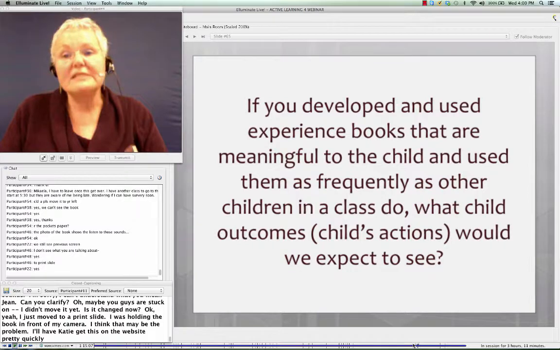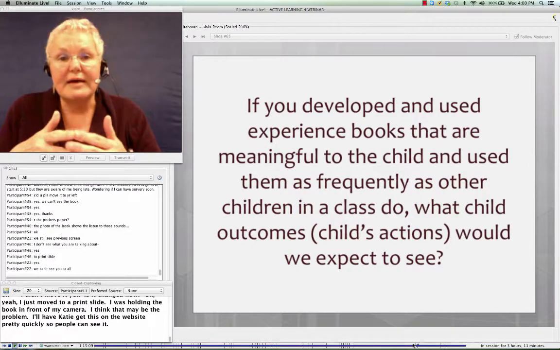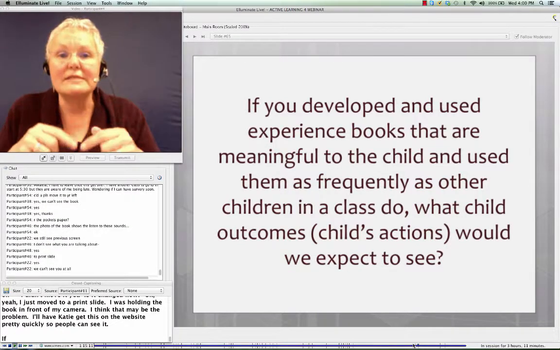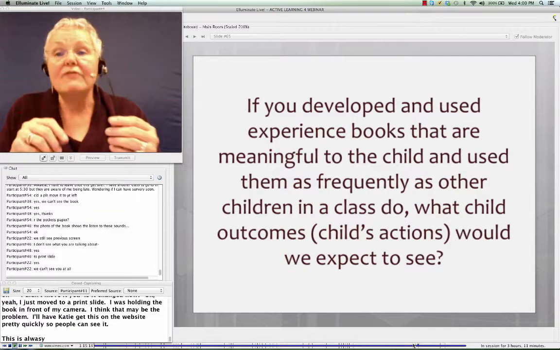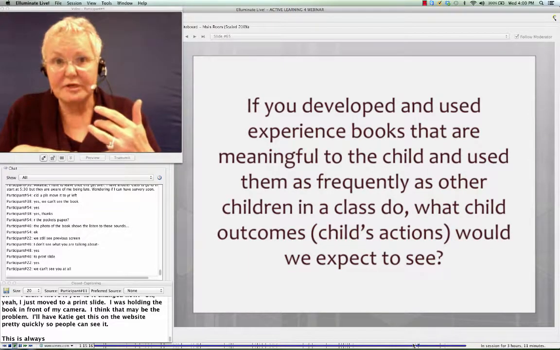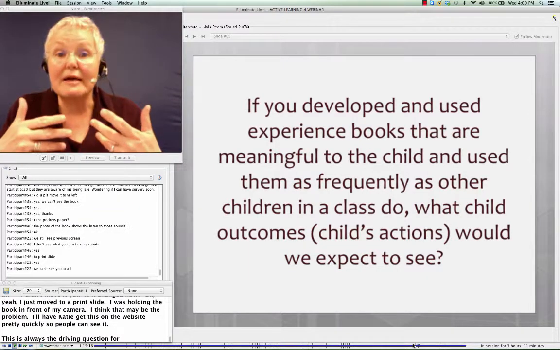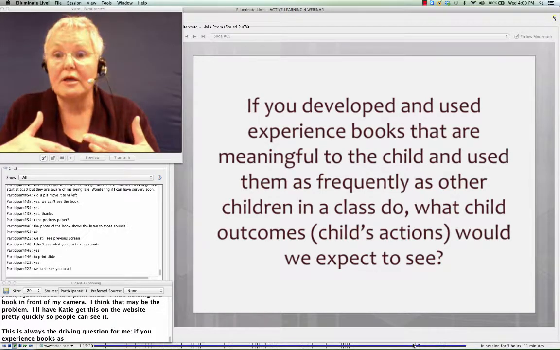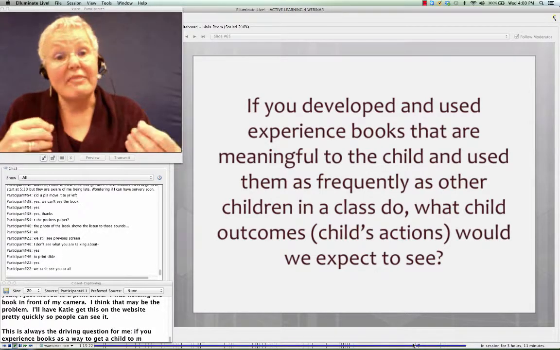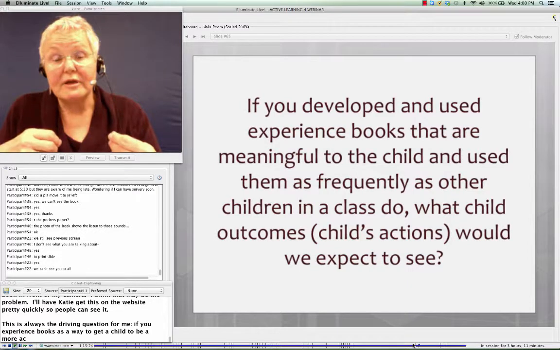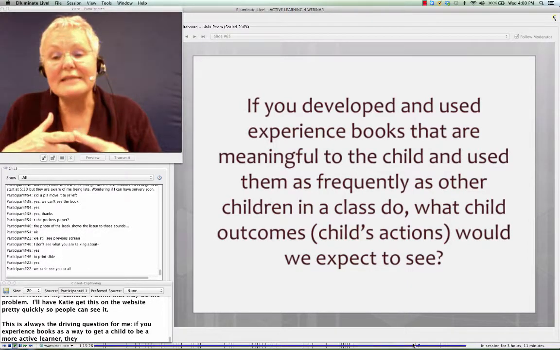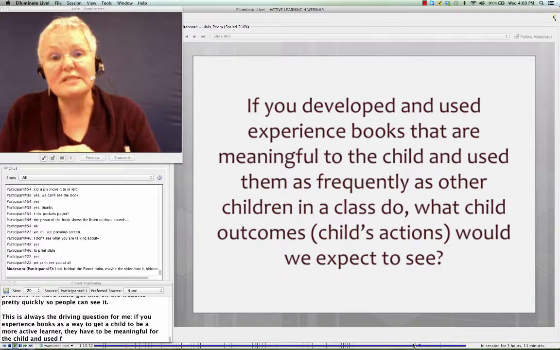So I want you to think about this because this is always the driving question for me. If you were to develop and use experience books as a way to help a child become a more active learner, and they have to be meaningful to the child, and you use them as frequently as other children in the class do, what child outcomes or child's actions would you expect to see? What are you thinking that you would see?